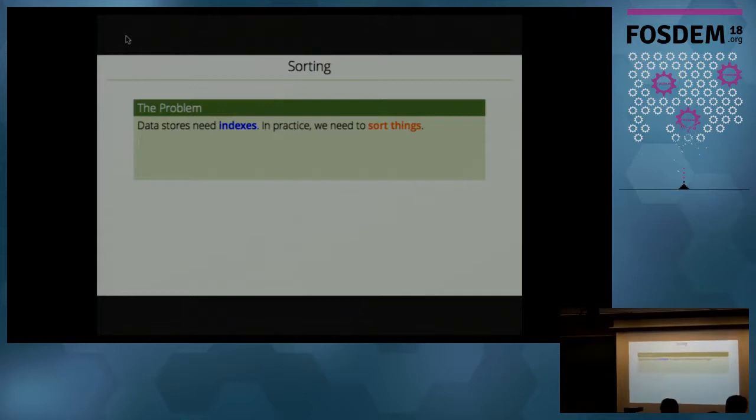So, sorting. Next problem. First of all, we now have solved that all servers can agree on things. Next problem, sorting. So, the problem: data stores need indexes.